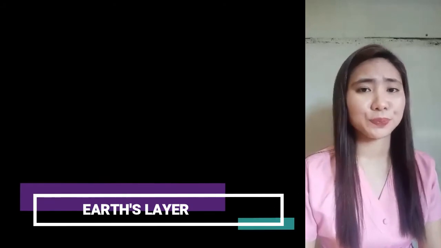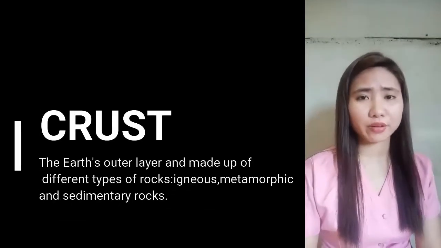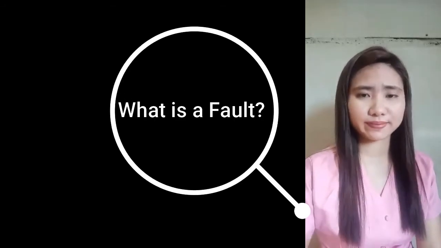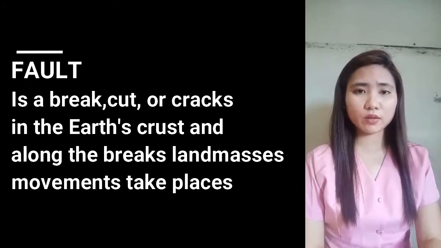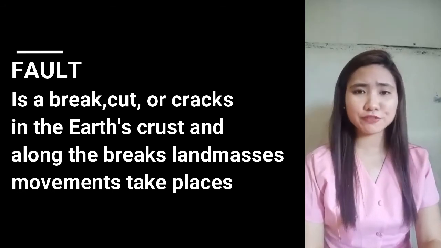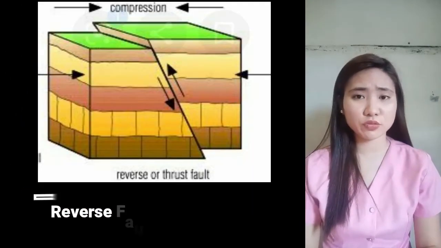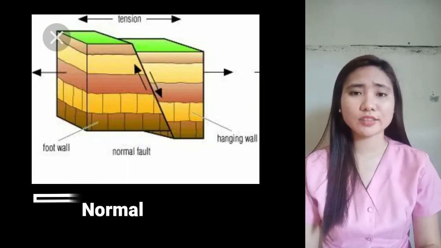When you were in grade 7, you already learned that Earth's layers are composed of the inner and outer core, mantle, and crust. Specifically, the crust layer is where the fault is visible. Now, what is a fault? A fault is a break or cut in the Earth's crust, and along the breaks, land mass movement takes place. Faults are classified into 3 types, namely strike slip or transverse fault, reverse fault or thrust fault, and the normal fault.